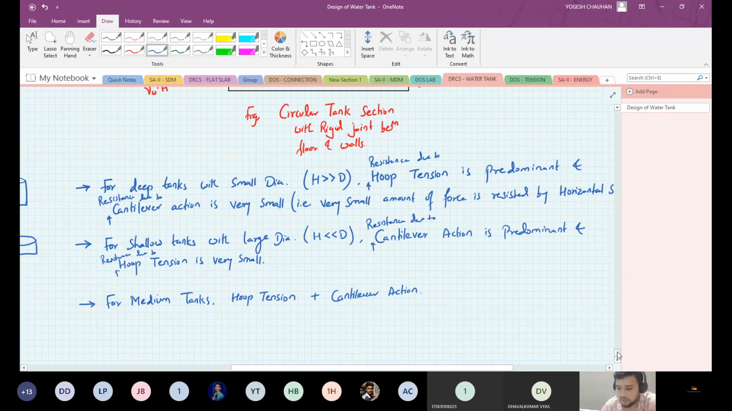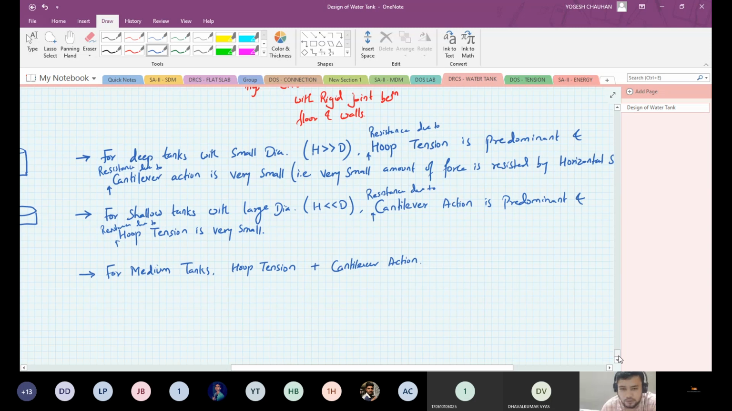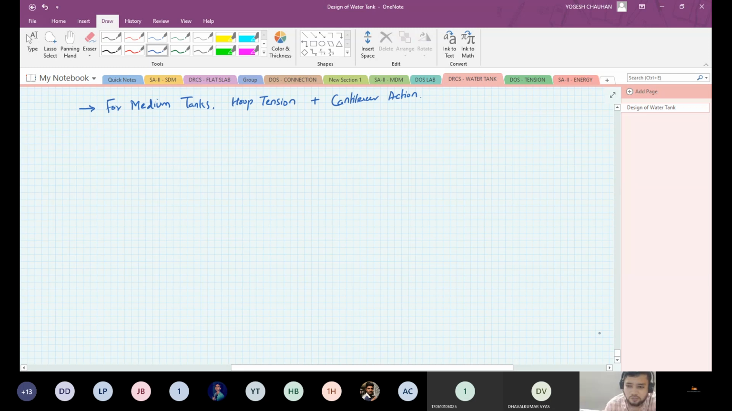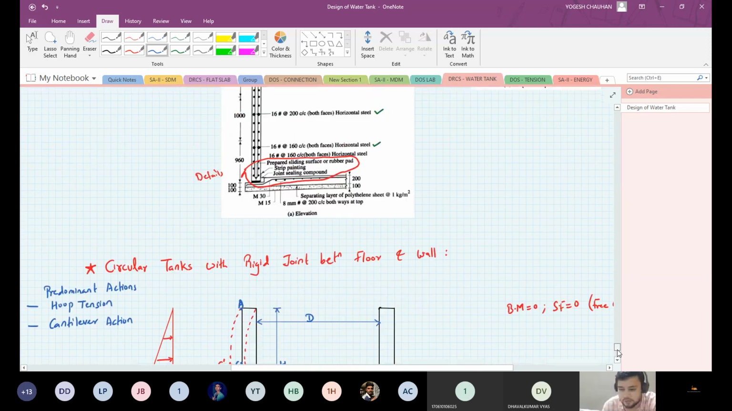Okay, so with this, let us derive a formula to find the bending moment at different heights of such tanks. So for that, let us consider the same tank section.